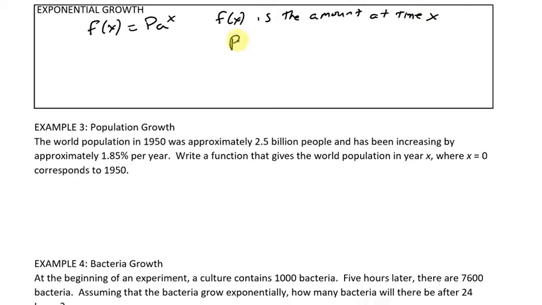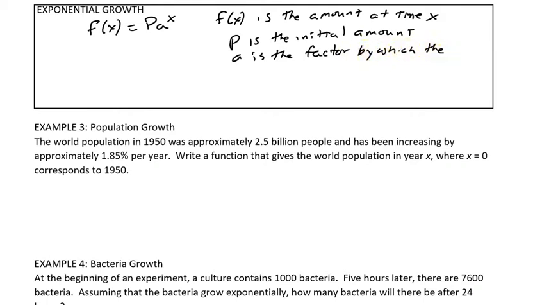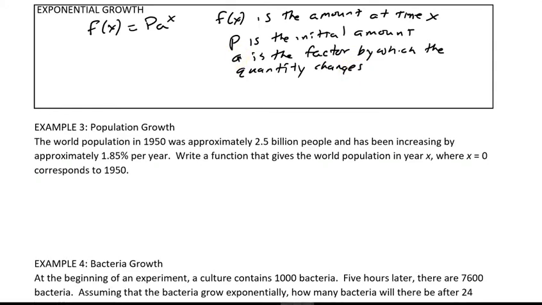P is the initial amount. And A is the factor by which the quantity changes. It's not the rate. The rate is not actually there. The rate would be R, and A can be thought of in exponential growth as 1 plus R, where R is the rate of growth.